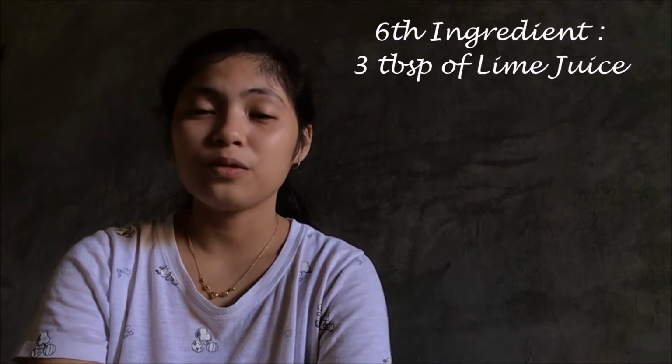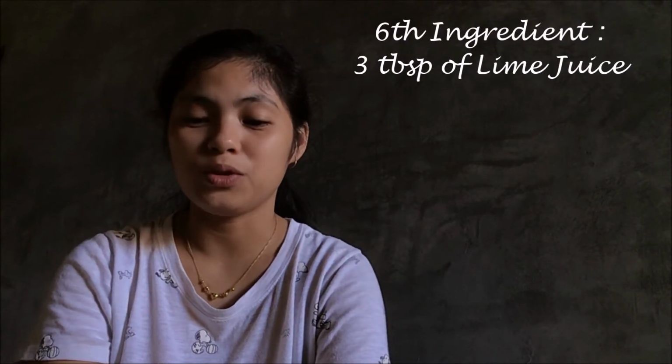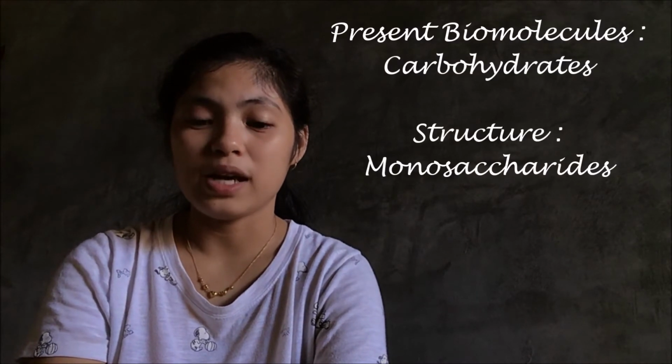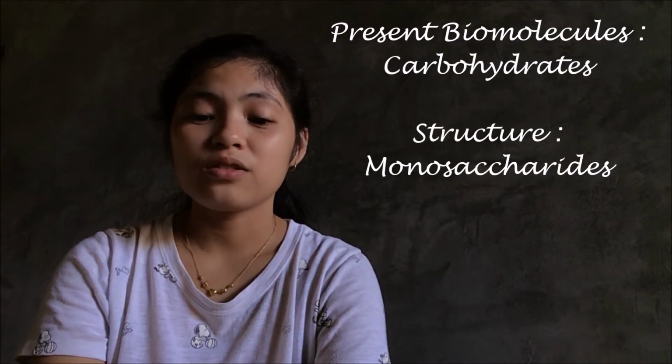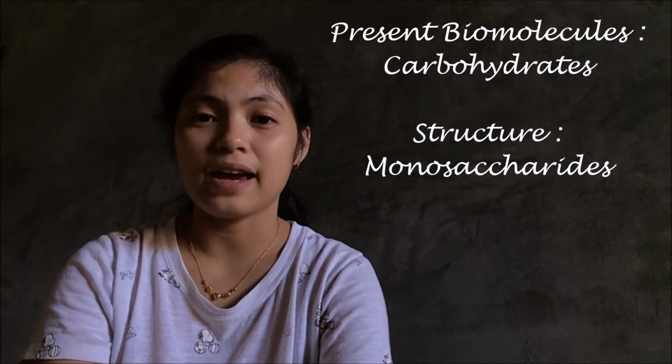We're almost done discussing the ingredients of the first dish. So now, let us move on to the fourth to the last ingredient. And that would be the 3 tablespoons of lime juice. In this ingredient, carbohydrates is the present biomolecule, and the structure will be the monosaccharides.